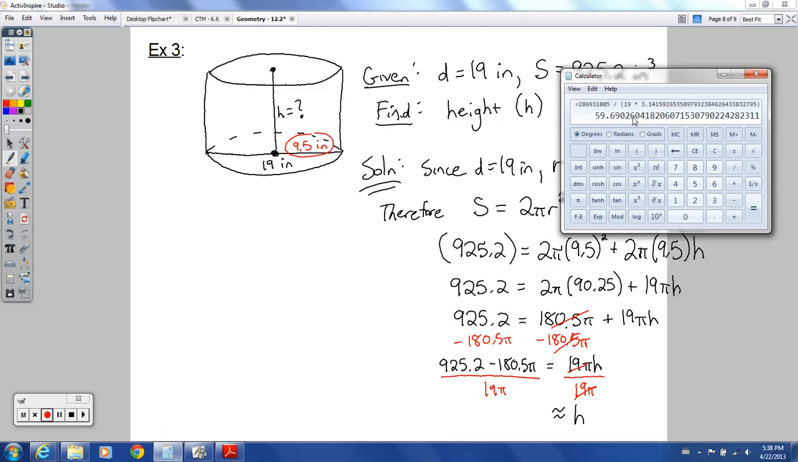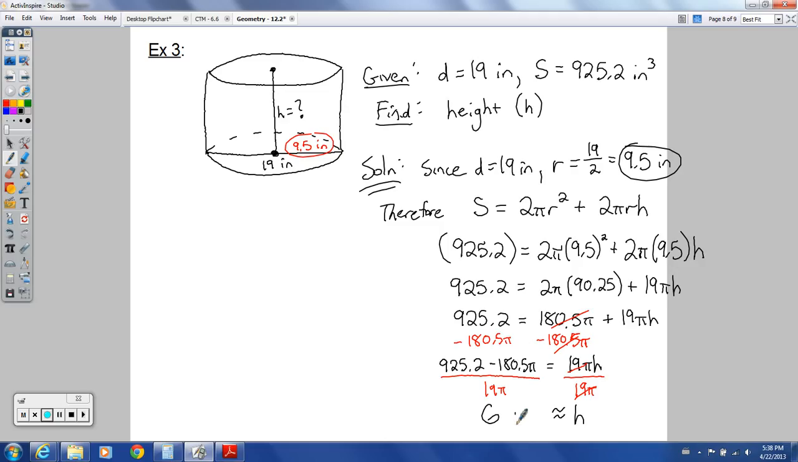Okay, so that will give me 59.69. Now I'm going to take the value I had, divide it by this, by hitting equals. Okay, so very, very close to 6. If we round that to 2 decimal places, it would be 6.00. So we've got pretty much 6 inches right on the money there. So approximately 6 inches for the height.